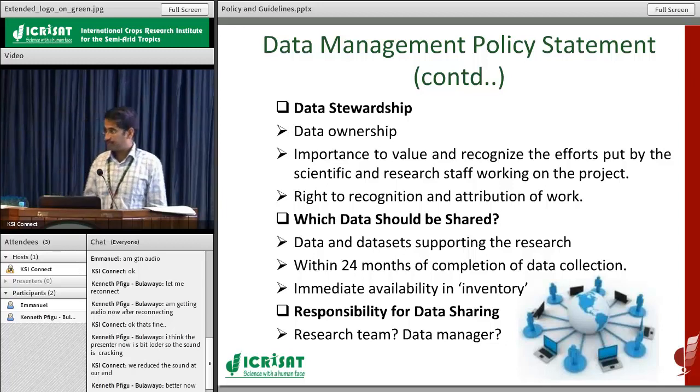And again, if the data management unit or the statistician, biometric unit gets the data for the quality check or for publishing at the end of the 24th month, then there is a problem. So there should be sufficient time for the quality check.